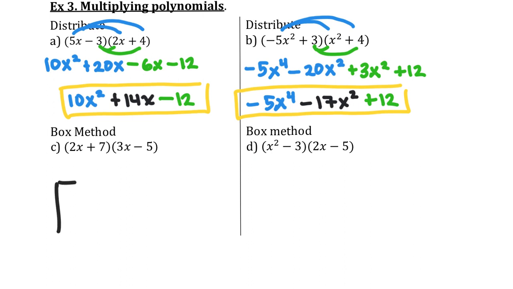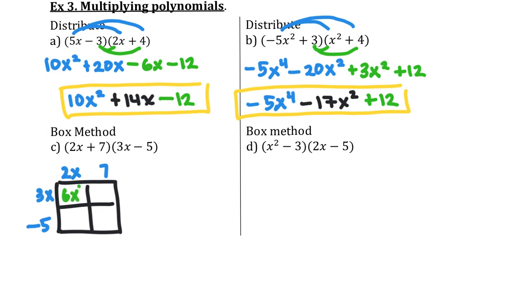Let's do this. 2x plus 7 times 3x minus 5. Multiply. 2x times 3x is 6x squared. 7 times 3x is 21x. Negative 5 times 2x is negative 10x. And then negative 5 times 7 is negative 35.